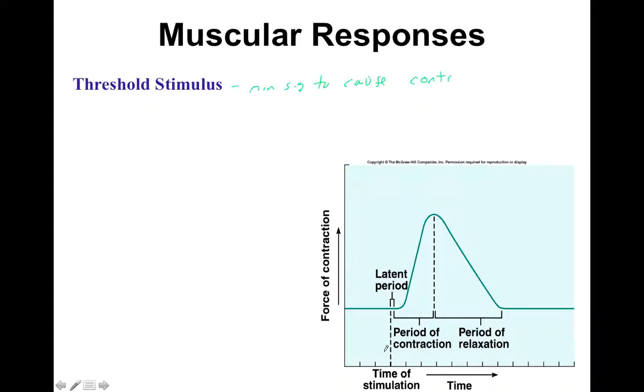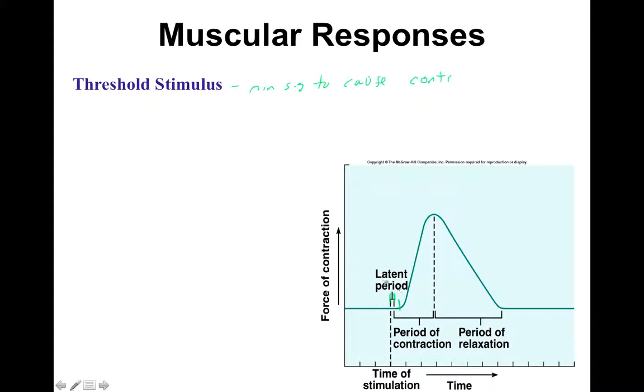Okay, so we're going to start here at this dotted line. The y-axis is force of contraction, the x-axis is time. So this dotted line is when the signal, the action potential, the nerve signal actually arrives at the muscle. But notice it takes a little bit of time before you even get the contraction started. That's called the latent period. And that latent period is where you're having the neurotransmitters flowing into the synaptic cleft, the sodium rushing in.